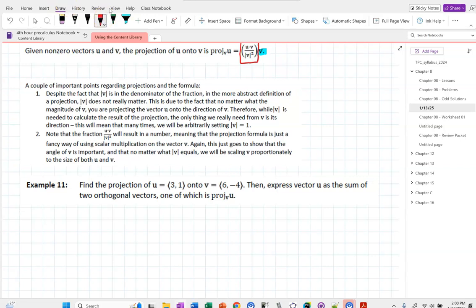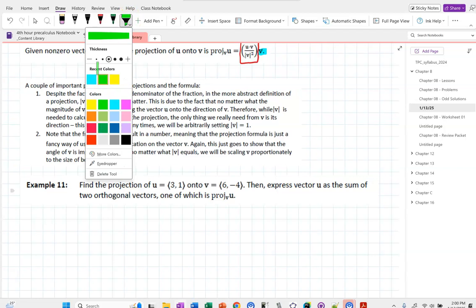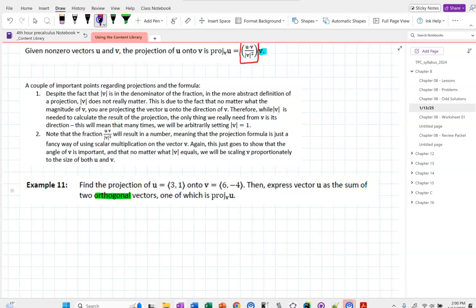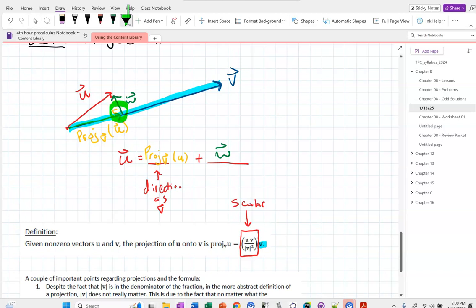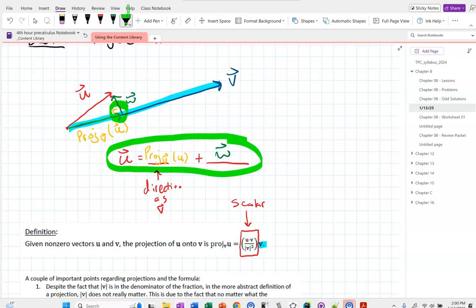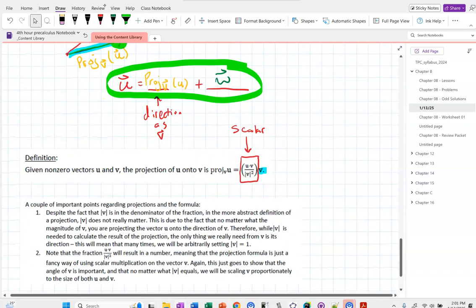So our example says, find the projection of u onto v, then express vector u as the sum of 2 orthogonal vectors, one of which is the projection. When we say orthogonal, what do we mean if 2 vectors are orthogonal? That just means that they meet at a 90-degree angle, which is exactly how we drew this picture up here. So really the second part of this problem just asks us to write this statement, basically. So let's find the projection first, and then we'll worry about that second part afterwards. But that's really all it's asking for.